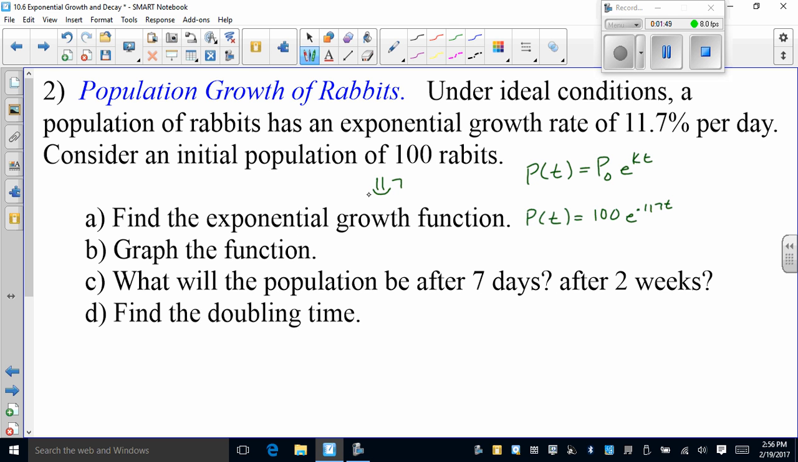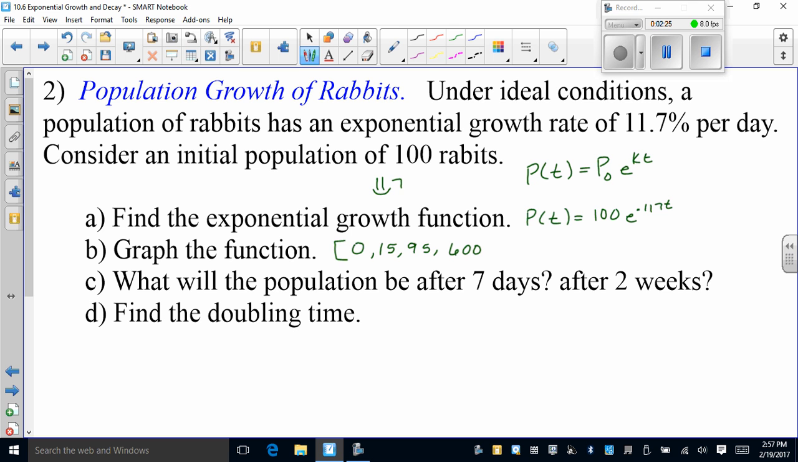Graphing the function, since we're starting with 100 and it's only growing, you may want to do a window with your x values, of course starting with 0, since they're asking you up to 2 weeks, go to maybe 15 days. And then your y values, you're starting at 100, so maybe start at 95, and then go off to, since this is a pretty fast growth rate, I would probably go to about 500 or 600, so let's say 600. And when it comes to your scale, that's on you.